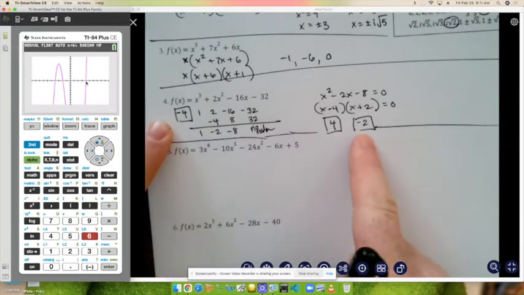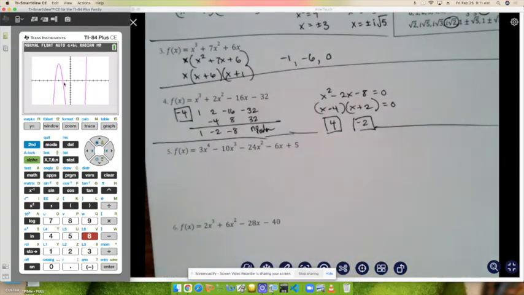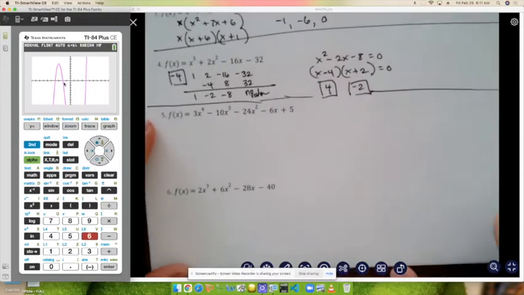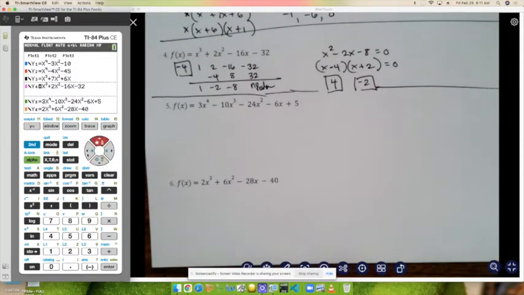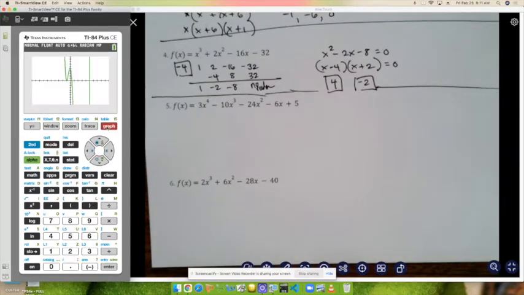Negative 2, positive 4, negative 4. And of course, you can see that on the graph. You can see what those solutions were going to be. All right, moving on to number 5. Number 5, again, I don't see any groupings that I can take advantage of. I'm going to have to graph it and see what happens.